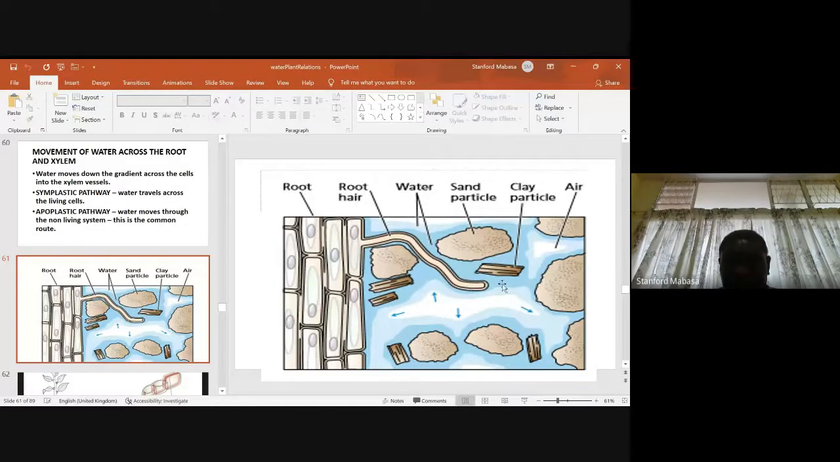Okay, first I'm displaying a situation in the soil. This is what we call the root hair, which is part of the root, which is in contact with the water. So the root hairs are directly in contact with the water in the soil. So because of differences in water potential, water can go into the root hairs, then into the root.